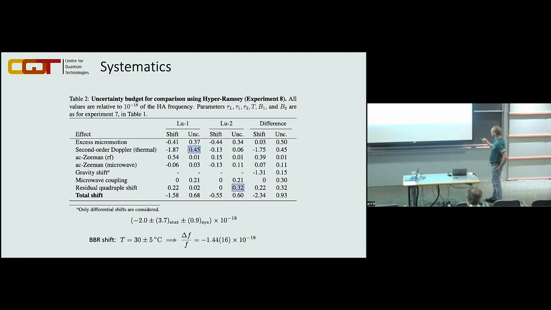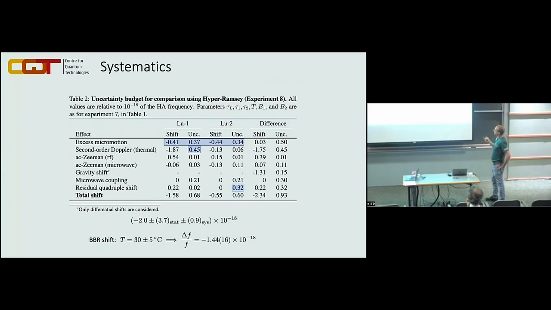So the next one on this error budget would be the residual quadrupole shift. That's there and not there because we measured it in this trap and we haven't measured it in this trap. So if we measure it, we should be able to push that one down. We didn't measure it because we're limited by a measurement precision.